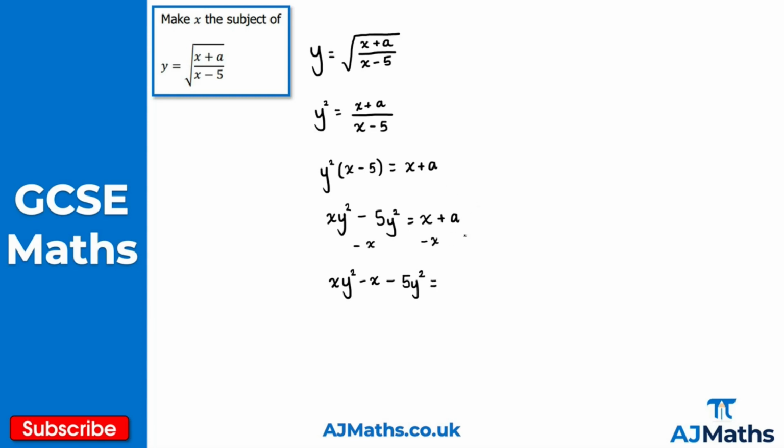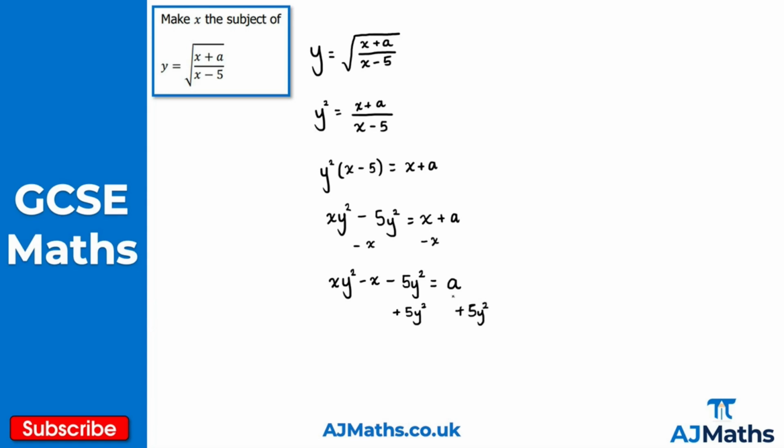And that will be equal to just a here on the right hand side. That's just equal to a. So now, if we take a look at the left hand side here, we've got xy squared, we've got minus x, which is fine. This minus 5y squared here, that doesn't involve x, we want to get rid of that. So to do that, we're going to add 5y squared to both sides.